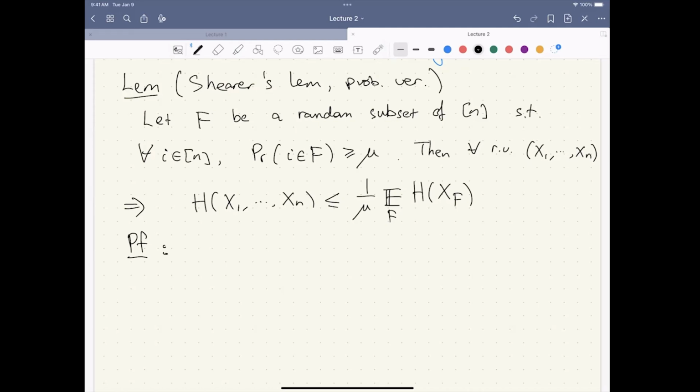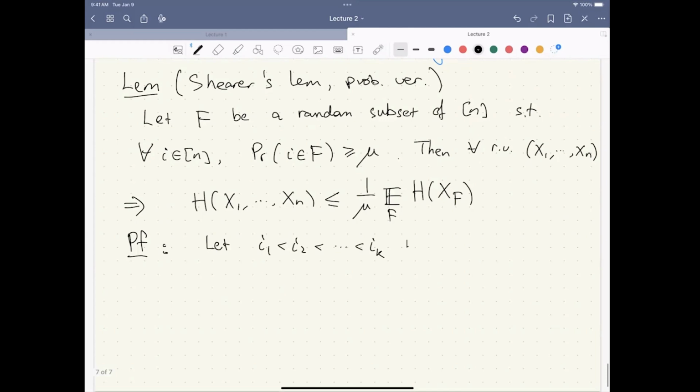So F is a subset of [n]. We can then order the elements in F. Let i1, i2, up to ik be the random elements in this random set F, ordered. These are elements in [n], right?